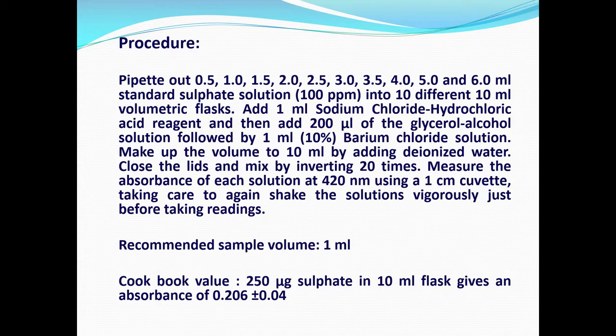So, the barium chloride will react with the sulphate present in the sample to give you barium sulphate, and the glycerol alcohol solution will help you to keep the solution intact, that is no precipitation should occur. So, what you should do is close the lids and mix it by inverting 20 times. The choice of 20 times mixing is only arbitrary.